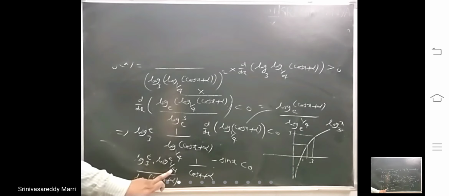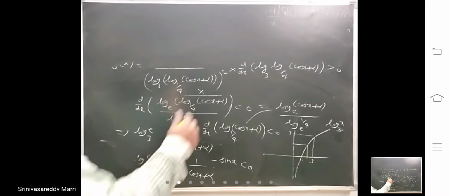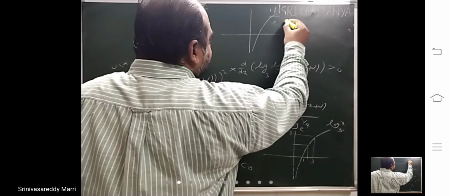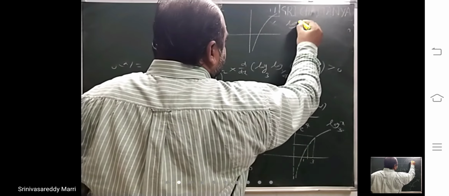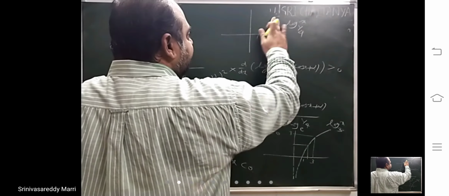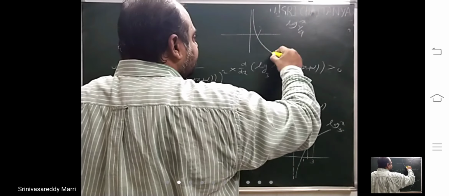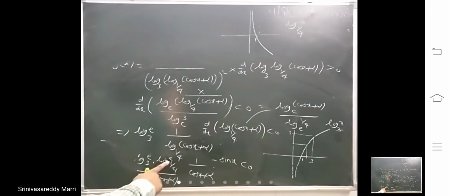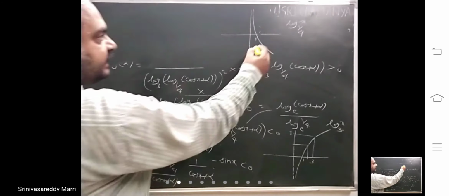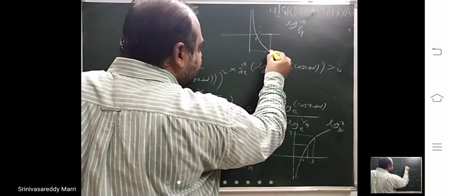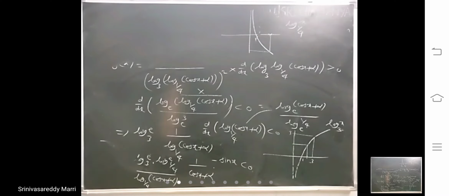Now log e to the base 1 by 4. I am drawing the graph of log x to the base 1 by 4. If the base is less than 1, the graph is like this. Right? So now log e to the base 1 by 4. E will be here, which means its value will be negative. So this is positive, and this is negative.